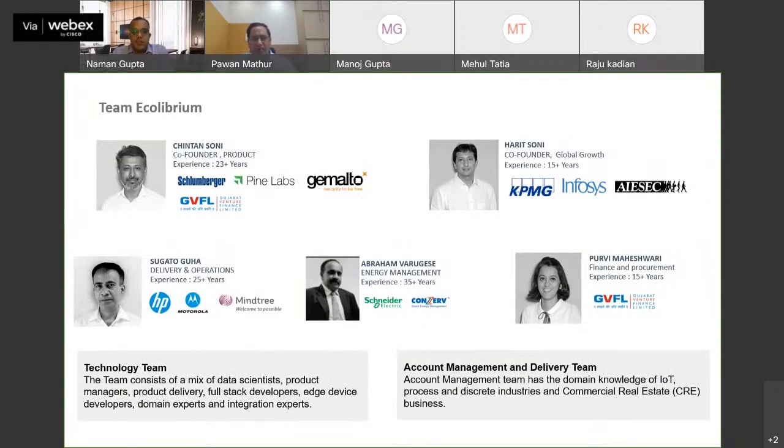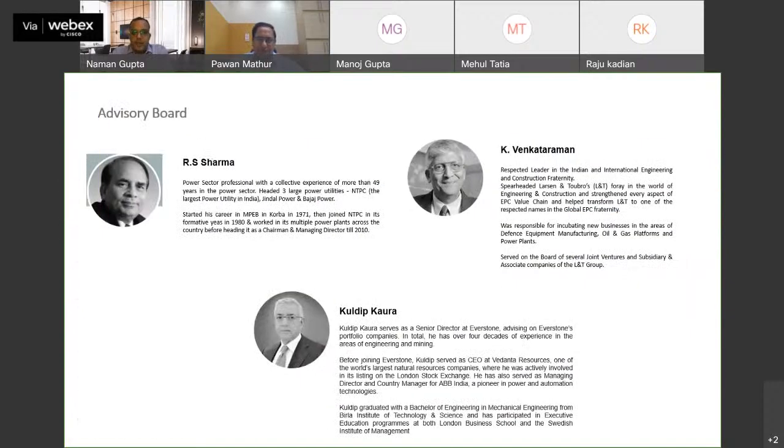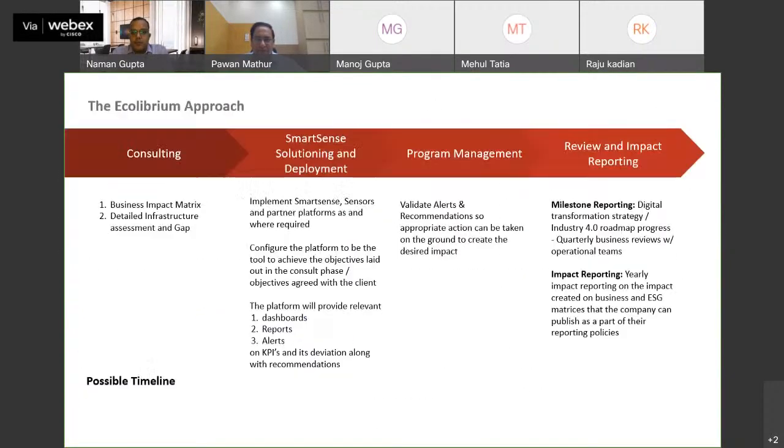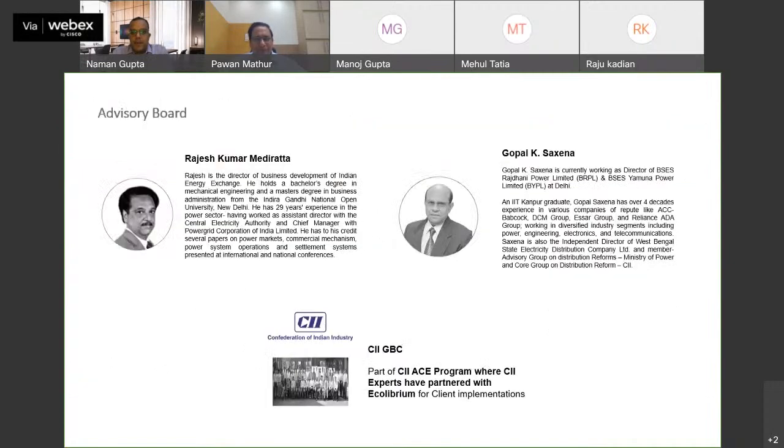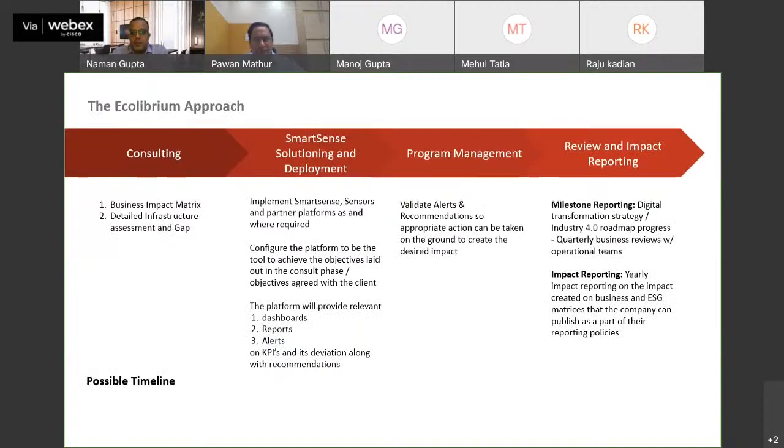This is the team which we have, our management. Mr. Chintan Soni and Harit Soni are the founders. Mr. Shugato Guha heads delivery and operations. Mr. Ibrahim Burgess has around 35 plus years of experience with Schneider and Conserve, so he heads our sales, and Purvi Maheshwari is our CFO. We also have a team of domain experts who help us embed their expertise into algorithms, so that we have a great AI or ML solution which can be used consistently.